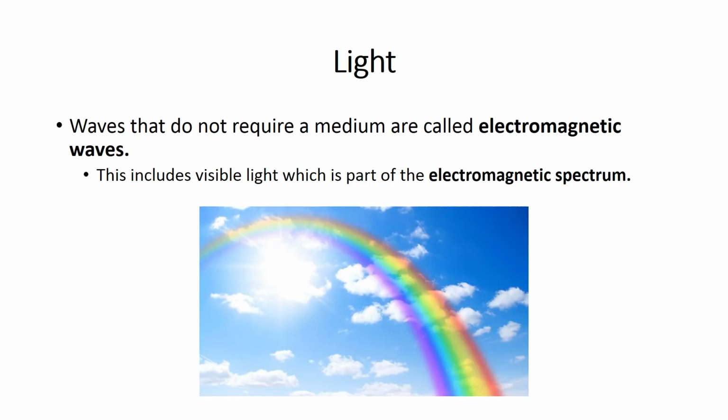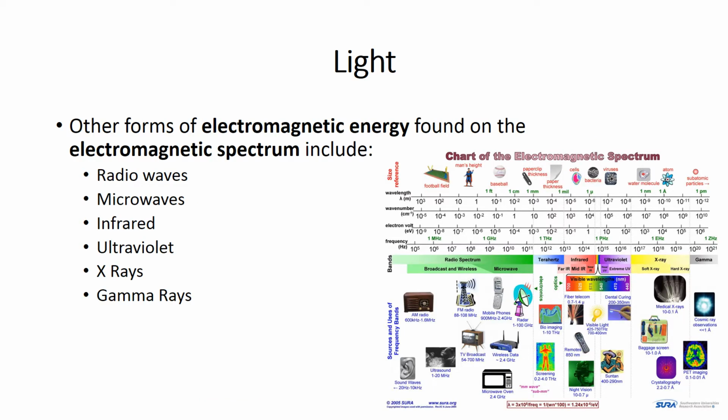So we already learned that waves that do not require a medium are called electromagnetic waves. You might also remember electromagnetic energy, which was energy that travels in the form of waves. So this all includes the electromagnetic spectrum, of which visible light is a part, like the sunlight and the rainbow. Aside from visible light, there are other forms of electromagnetic energy that we can find on the electromagnetic spectrum. These forms include radio waves, microwaves, infrared, ultraviolet, X-rays, and gamma rays.